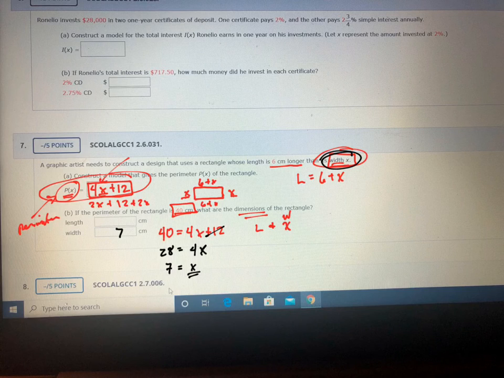So 7 is your width, and what's your length going to be? Look at the picture. Again, that's why we draw pictures. It helps us answer problems easier. 13. Good. Just plug 7 in for x, and you get 13. That's it.